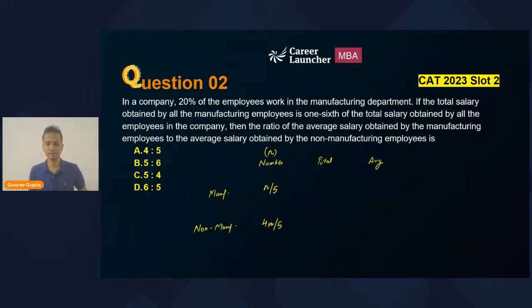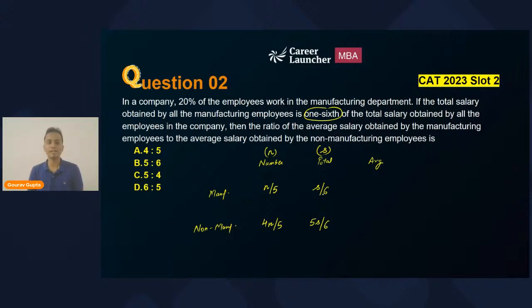Okay, right? Fine. Yes, you have taken a lot of time, so you should not be doing that. This is an easy question. So the number of employees in the manufacturing department is n upon 5, so the remaining will be non-manufacturing. The total salary obtained by manufacturing is one-sixth of the total salary. So let's say S is the total salary of all the employees. Manufacturing employees will get S upon 6, so non-manufacturing employees will get 5S upon 6, the remaining salary.